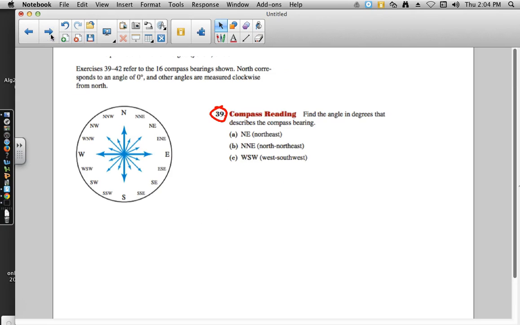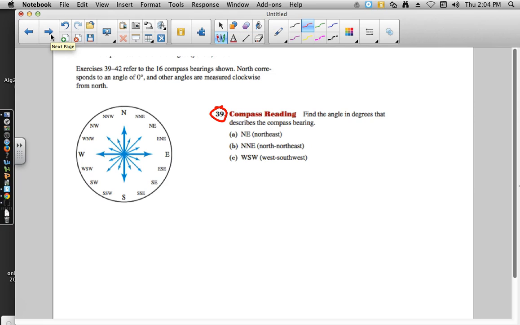Next up, number 39, compass reading. The first thing I did with this one was I thought, well, we're talking about degrees, and like it says, north corresponds to 0 degrees. And I noticed in the question they're asking me about these little letters with north, northeast, east-northeast, east, all of this good stuff.